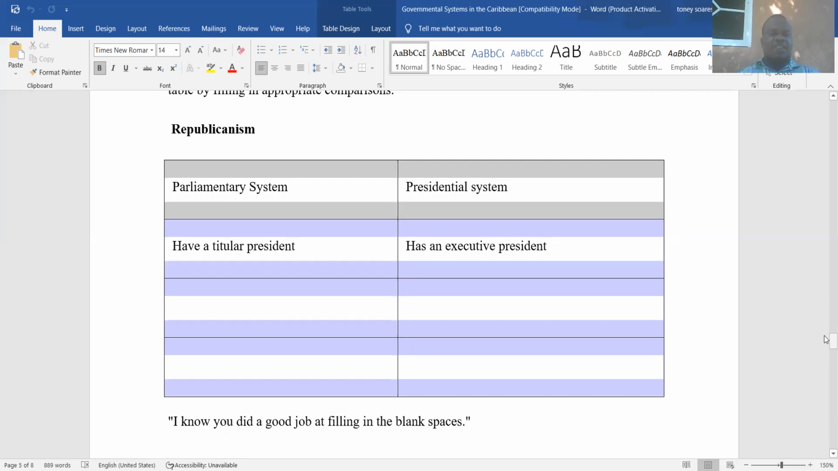Under the parliamentary system, there is a titular president whose roles are ceremonial, right? And he has limited constitutional powers. He or she, I should say. The presidential system now has an executive president with full executive authority. That's a comparison. So there are two more slots that you are going to fill out. You are going to fill out those slots in the comment section.